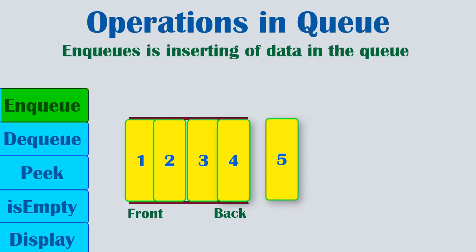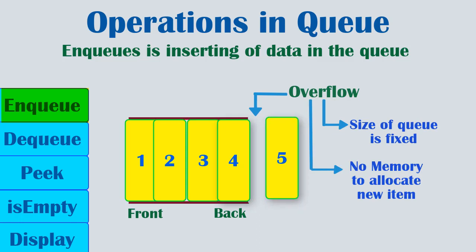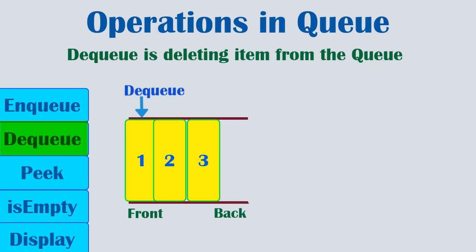Now you also need to know the term overflow, which refers to a situation which occurs when we try to insert an item into a queue which is full. This can occur if the size of the queue is fixed or there is no memory to allocate for a new item.